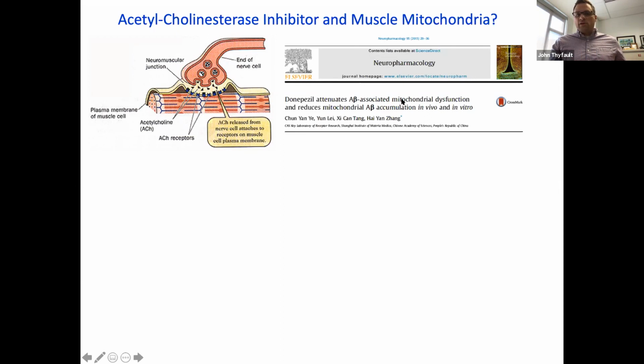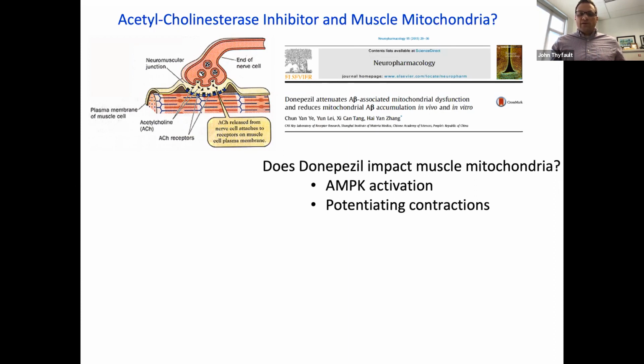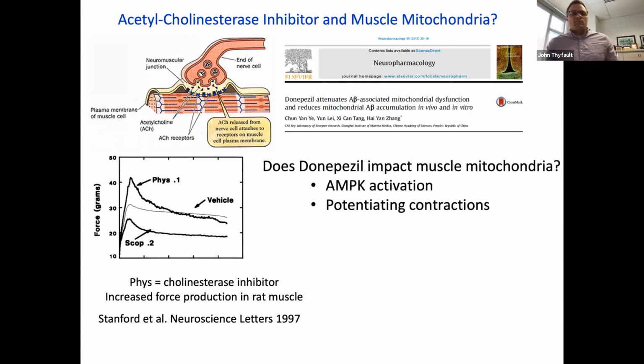There are studies showing that donepezil can attenuate amyloid deposition and mitochondrial dysfunction in the brains of mouse models for Alzheimer's. And there is also data showing that it can activate AMPK in the brain. We are wondering if it potentiates contractions. And actually a colleague of mine down the floor who studies neuromuscular physiology had published a paper in 1997 where they were looking at muscle contraction in rats. And they had a cholinesterase inhibitor on board. And when they did, the force production for a given stimulus was much higher than the vehicle or a different neurotransmitter that was in the mix. So this led us to think that maybe somehow donepezil potentiates contractions, and maybe that somehow aids in preventing the skeletal muscle mitochondrial dysfunction that occurs with Alzheimer's.